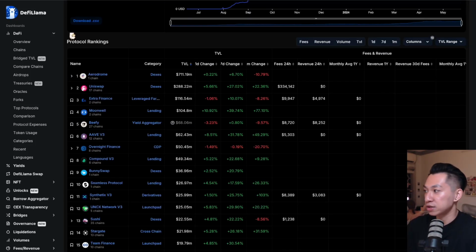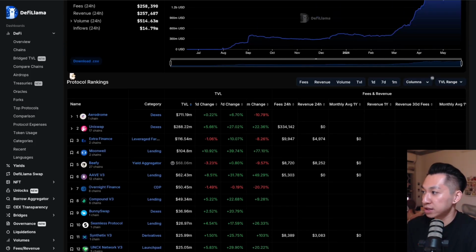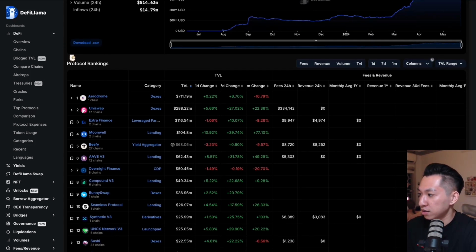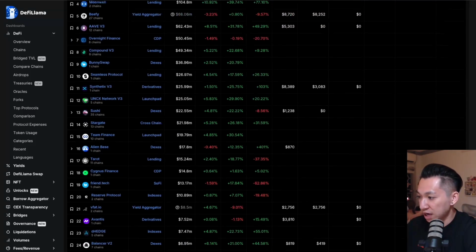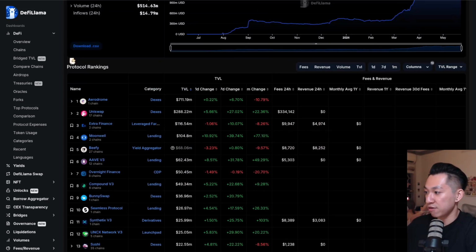Let's say you want to swap some stuff on Base and you don't know any dexes, then this is a perfect place to look for. Like as you can see, one of their popular dexes is Aerodrome and Uniswap. And if you're into lending or other type of DeFi stuff, they all have it on here.